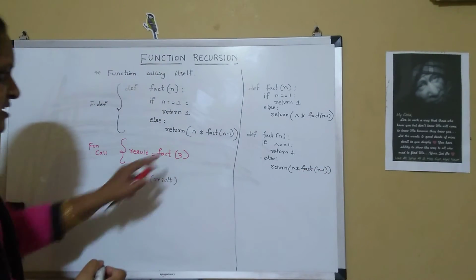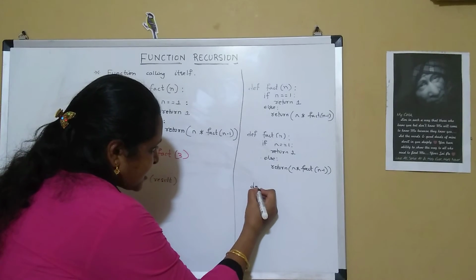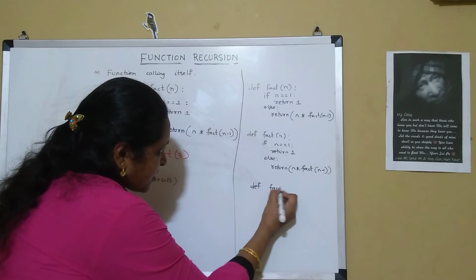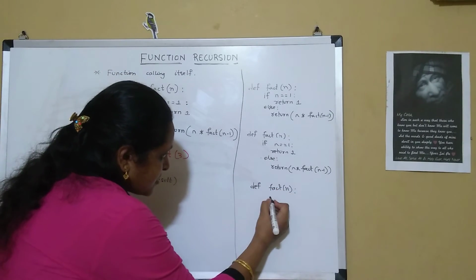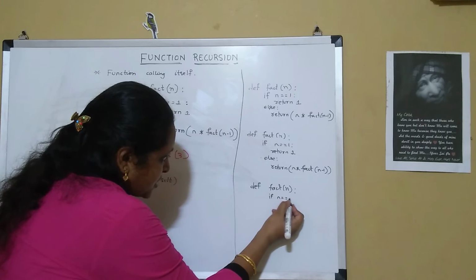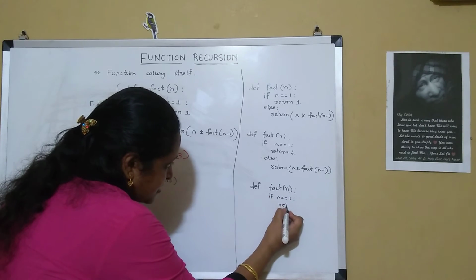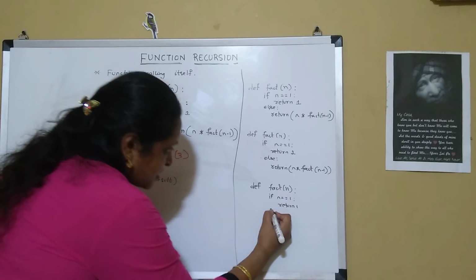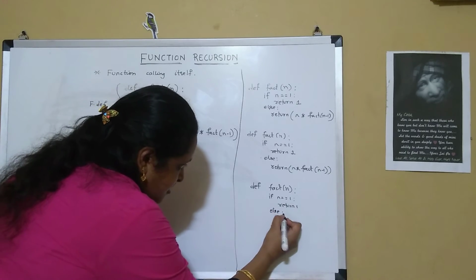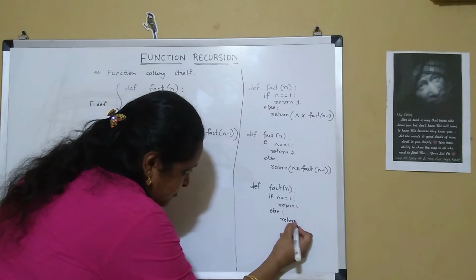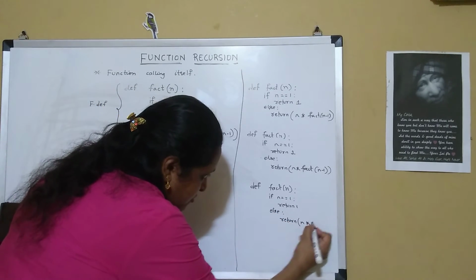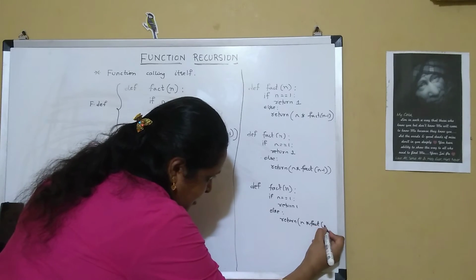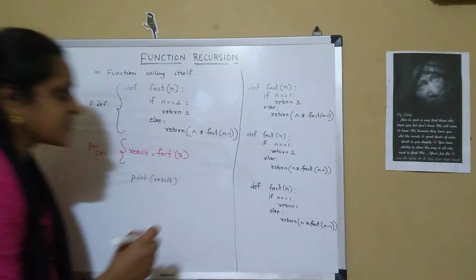Since it is calling thrice, let me just write it thrice. Fact of n: if n equal to 1, return 1, else return n into fact n minus 1.